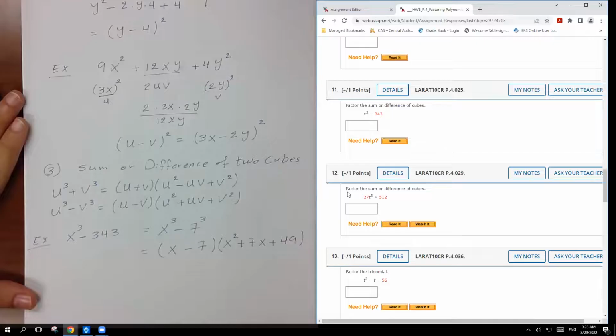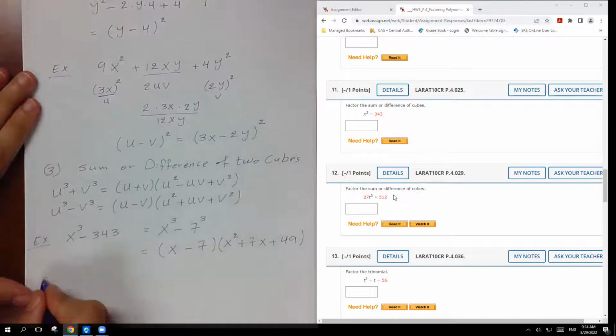So they're telling you this is a cube. This is not difference. This is sum between two cubes. This one is cube, but what about 512? Solution for this example.